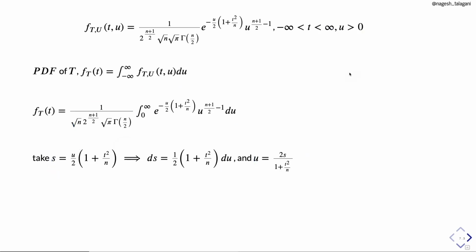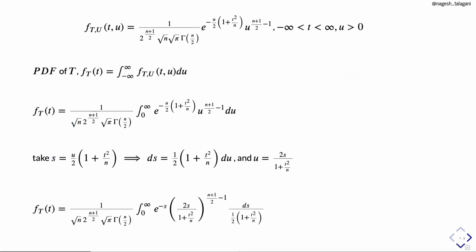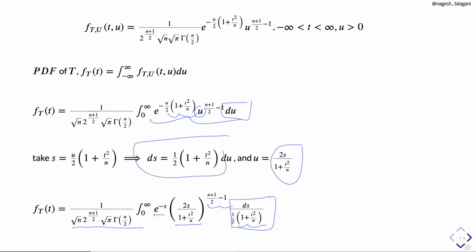Okay. Now the PDF of t at t is going to be 1 by root n 2 to the power of n plus 1 by 2 root pi gamma n by 2. Now this integral I can write as integral 0 to infinity, e power minus s, where u got replaced by 2s by 1 plus t square by n. So I am writing 2s by 1 plus t square by n all to the power of n plus 1 by 2 minus 1. And this du got replaced by ds by 1 by 2 of 1 plus t square by n from this. Okay, fine.